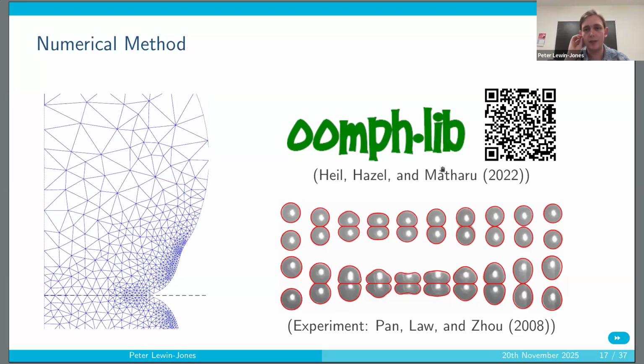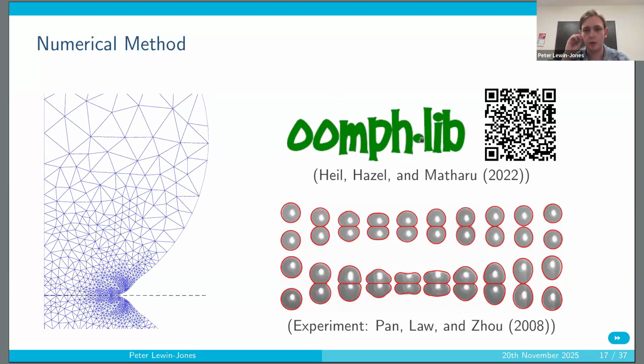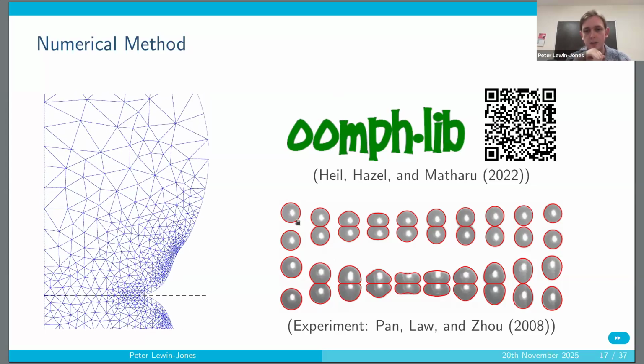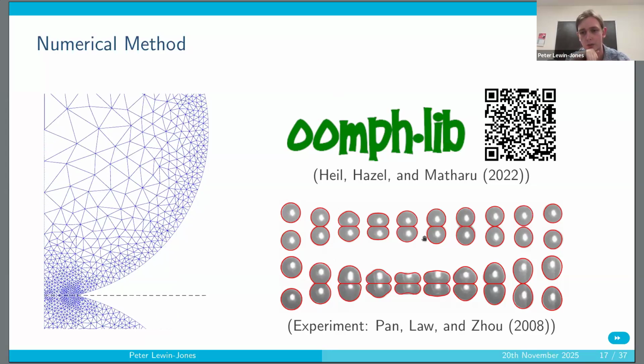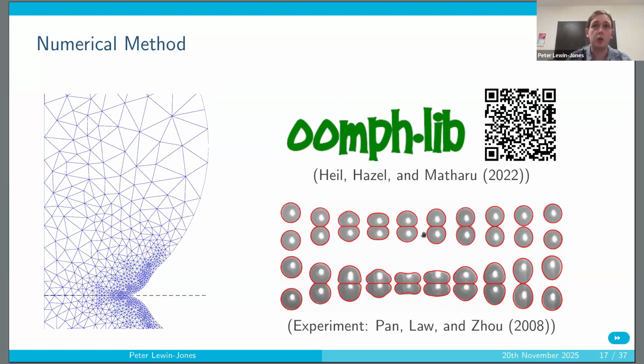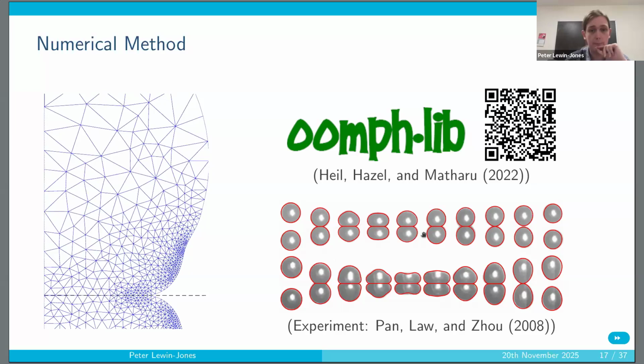This has been implemented in the open source finite element solver oomph-lib, which was developed by a group at the University of Manchester. And then I've done an overlay. In red are my simulation results overlaid on some experimental pictures. And so at least macroscopically, we've got great agreement. The experiments and the simulations line up really well.